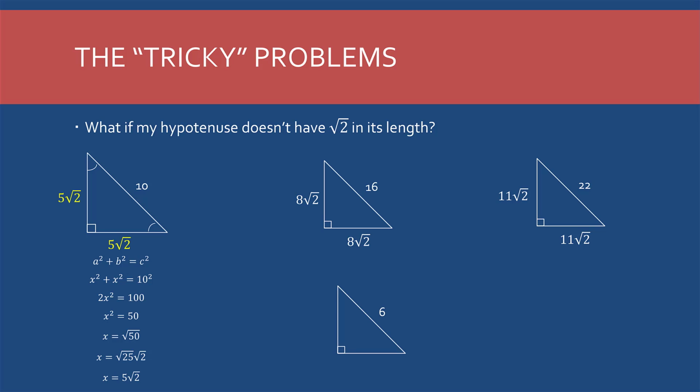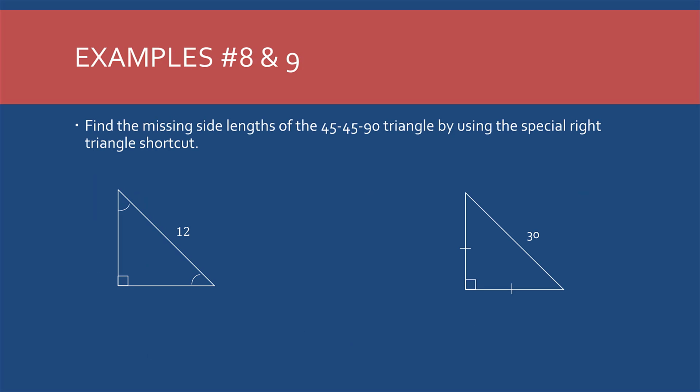So here's an example, and we're going to say that this is indeed a 45, 45, 90 triangle. His hypotenuse is 6. The first thing we're going to do to go from a hypotenuse of a whole number is divide by 2. So 6 divided by 2 is 3. We're going to put that on both of our sides, and then we're just going to put a square root of 2 at the end of that. So 3 square root 2. Okay, let's do a few examples like this.